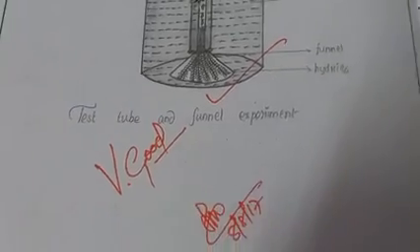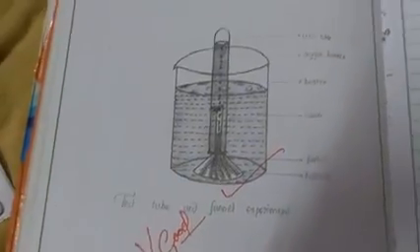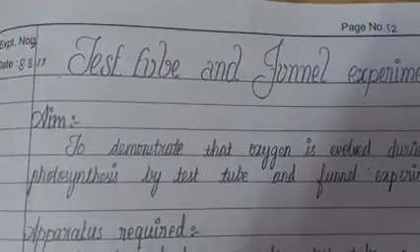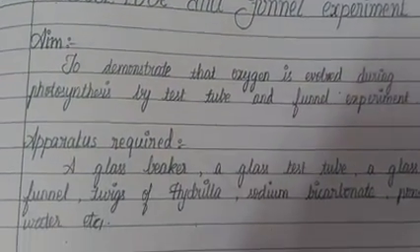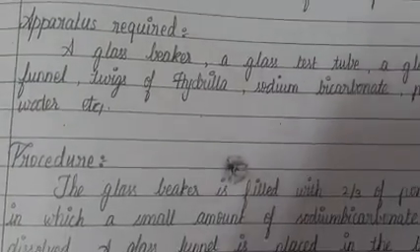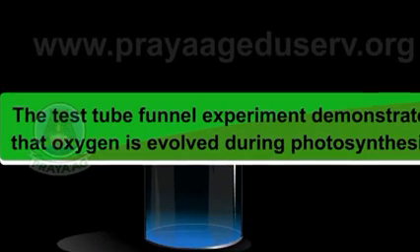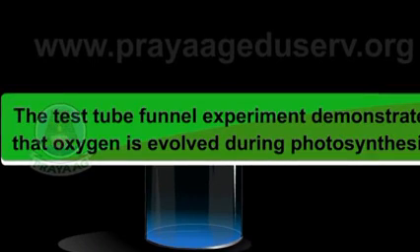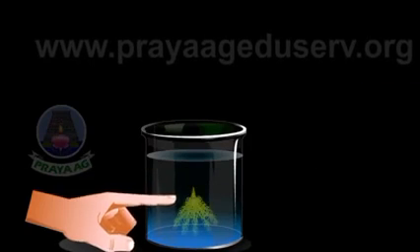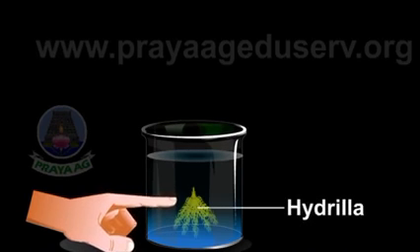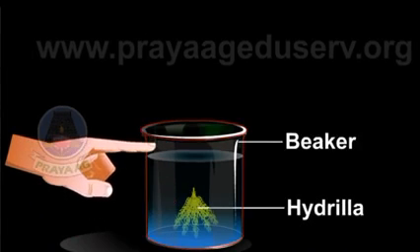What is the aim of this experiment? To prove that oxygen is evolved during photosynthesis. To demonstrate that oxygen is evolved during photosynthesis by a test tube funnel experiment. What are the requirements? Number one is glass tube, test tube, funnel, beaker, pond water, Hydrilla plant.